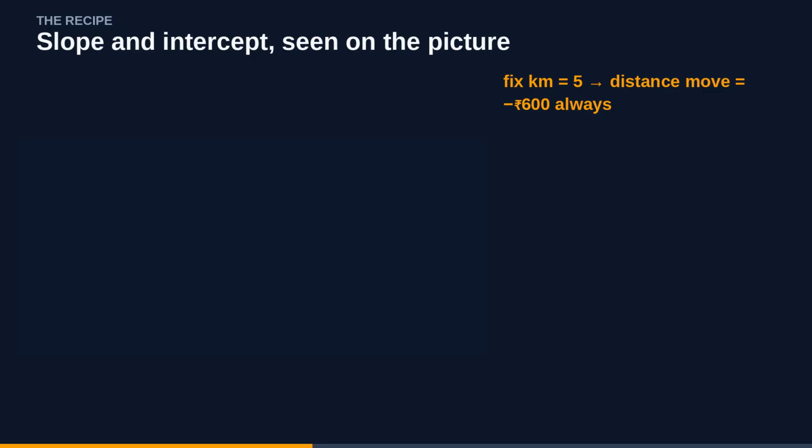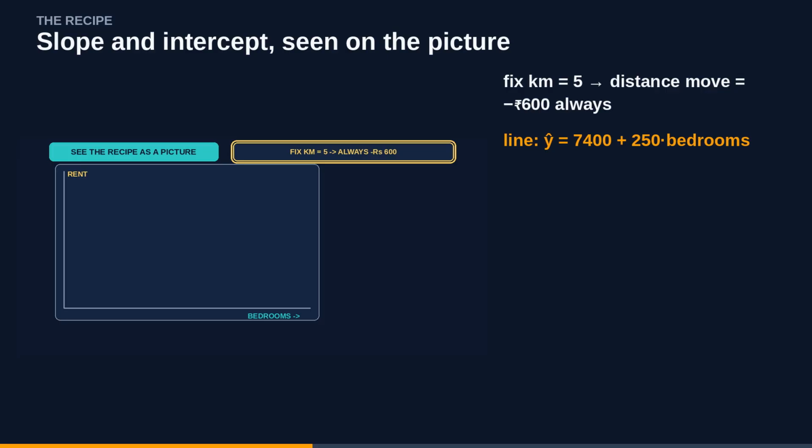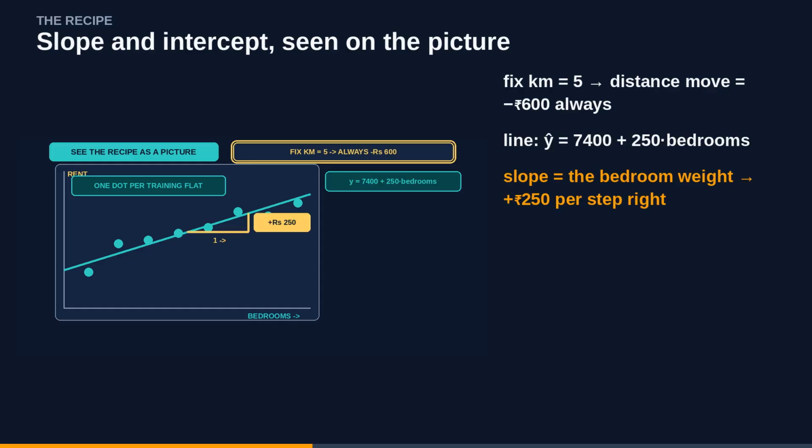Now see the recipe as a picture, because the line's 2 numbers have physical meanings. Fix the distance for a moment. Say every flat sits 5 kilometers from the hub, so the distance move is always minus 600 rupees, and plot rent against bedrooms. 1 dot per training flat, a scatter of flats. The recipe now draws as a straight line through that scatter.